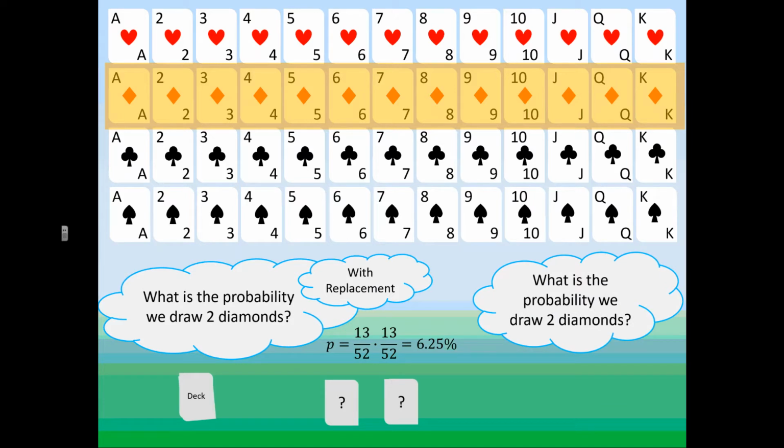Then we talked about the probability we draw 2 diamonds, but in this case without replacement. This means drawing a card, looking at it, and then drawing a second card without replacement, without shuffling. This means that we start with 13 out of 52, but in our second draw, we only have 12 out of 51. Without replacement then lowers our probability.